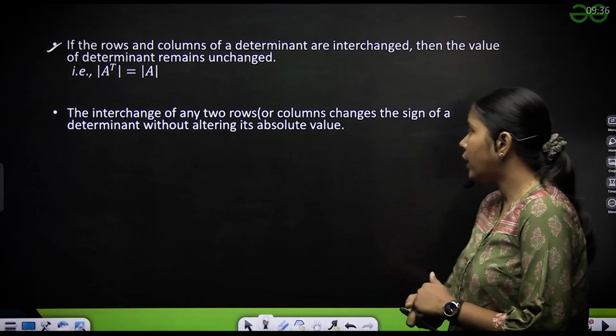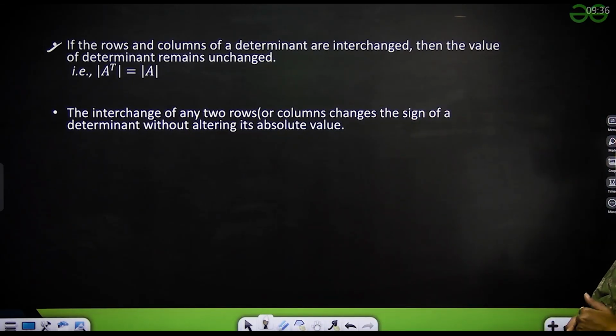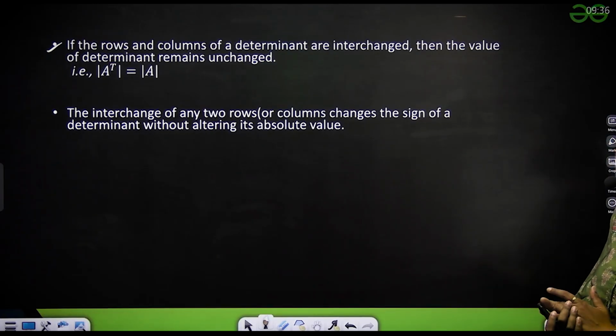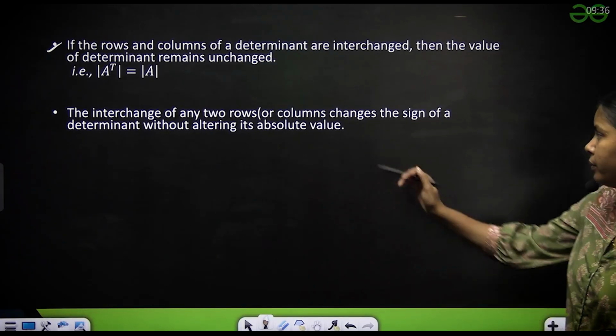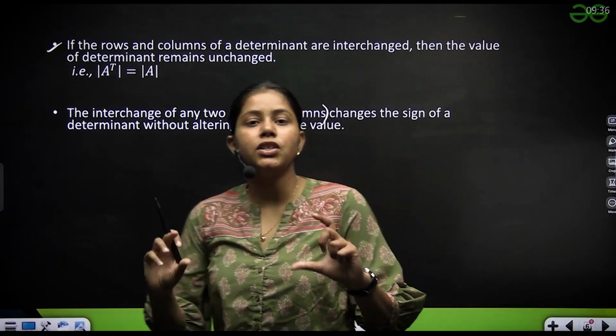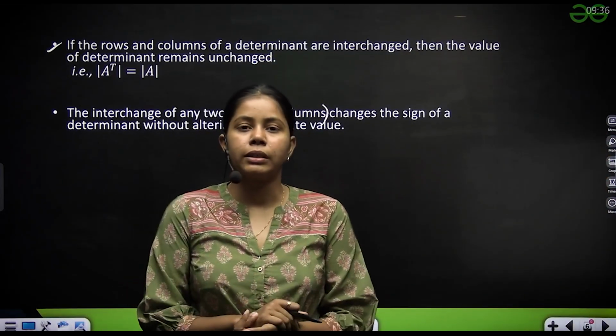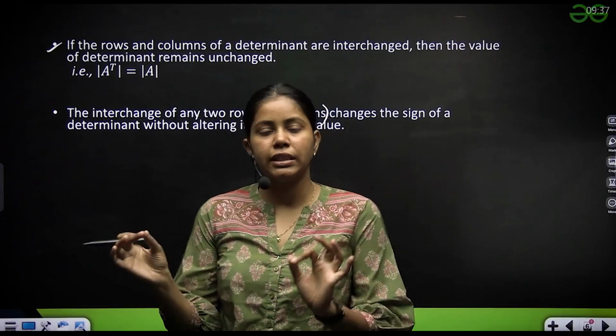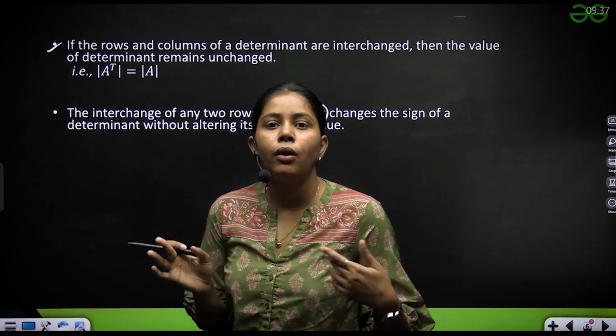The interchange of any two rows or columns changes the sign of a determinant without altering its absolute value. What it says is, if I interchange any two rows or any two columns, then the determinant gets multiplied with a negative sign. There is no change in the absolute value of the determinant. What do I mean by that?